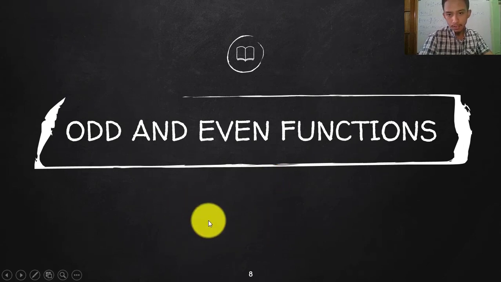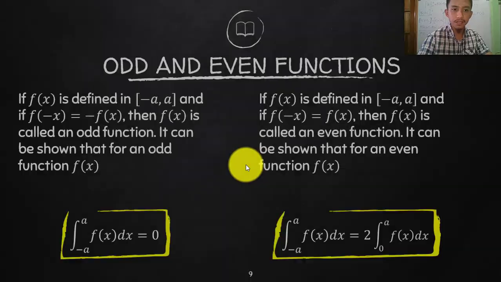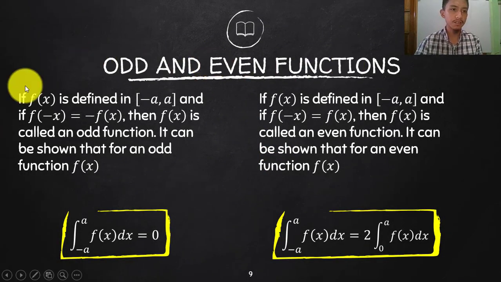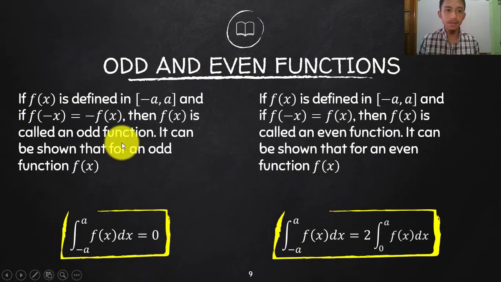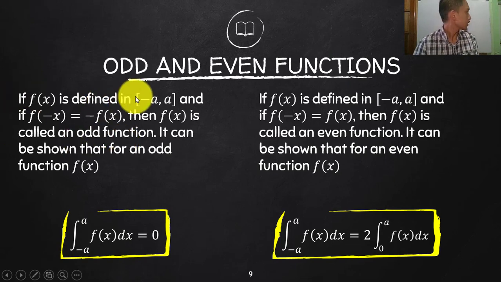So this is now actually your unit 2, odd and even functions. So what are odd and even functions? If f of x is defined in the interval negative a to a and f of negative x is equal to negative f of x, then f of x is called an odd function.